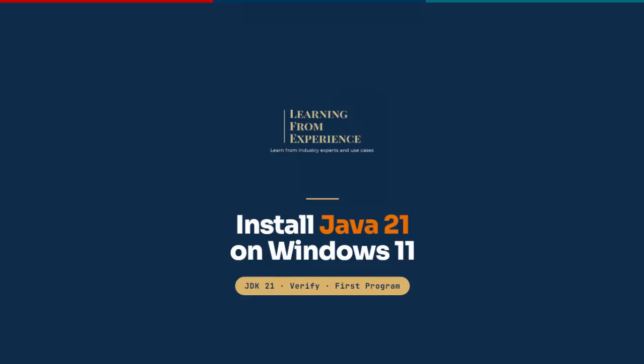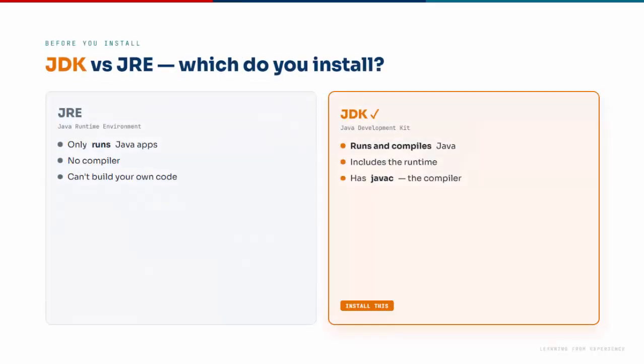Let's install Java 21 on Windows 11. We'll install JDK 21, verify it, set the Java home variable, and run your first Java program. First, a quick clarification on JDK versus JRE.